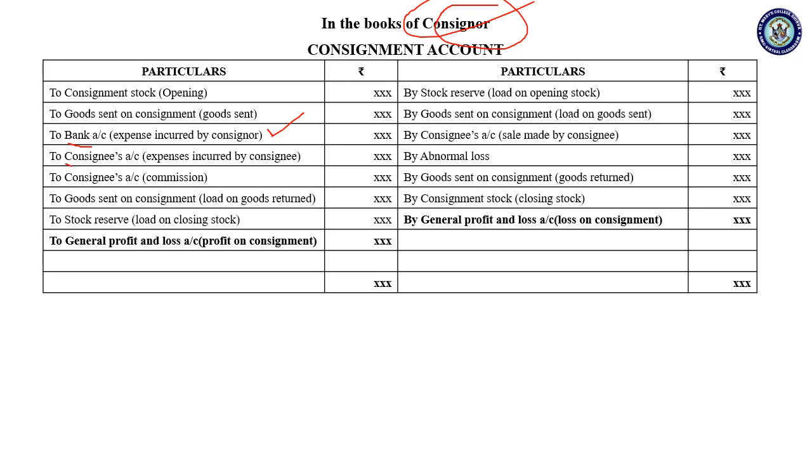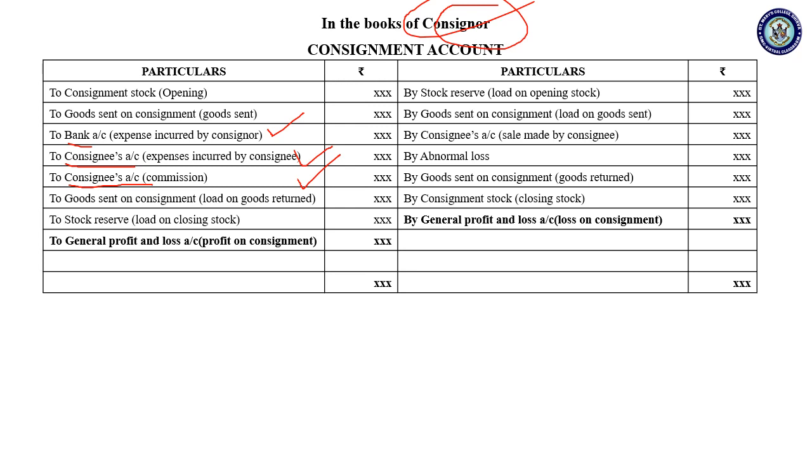If any expenses are incurred by the consignee, then you have to write his name, because the consignor is liable to pay this money. The consignee's expenses have to be paid by the consignor. So "to consignee". Then if there is any commission, again the consignor is liable to pay the consignee. So "to consignee". So for expenses and commission, write the consignee's name.